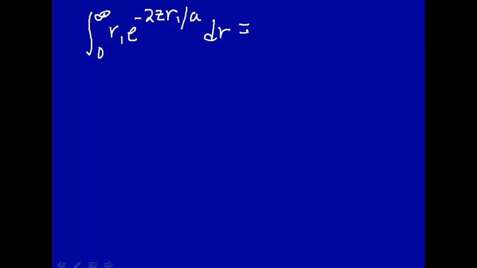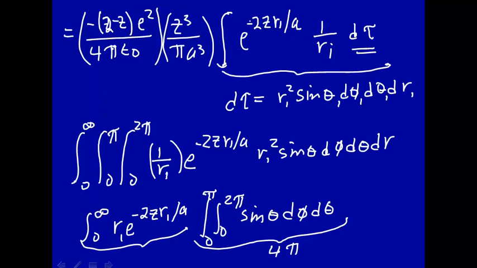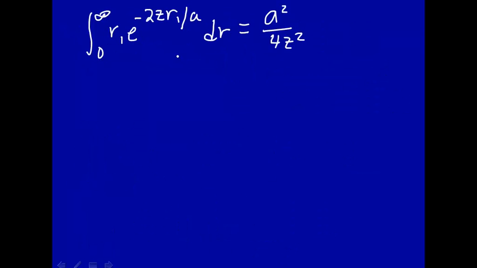And Wolfram Alpha says that this is equal to a squared over 4z squared. All right, so let's put all that together. We have some constants here, we have some constants here, and we got that 4 pi. So let's write down those 4 sets of constants: that one, that one, that one, and the one that we just did, this one.